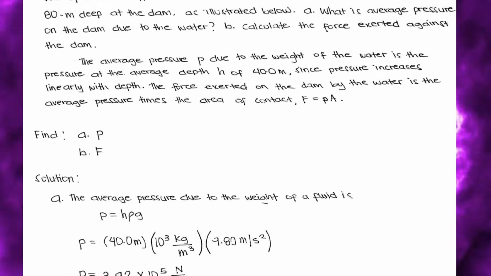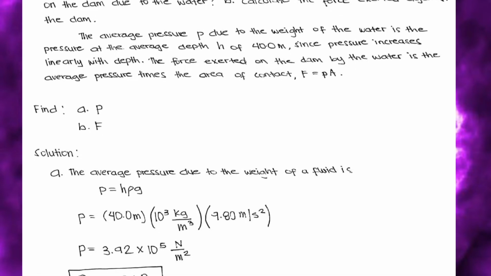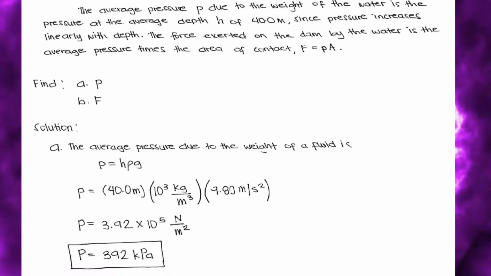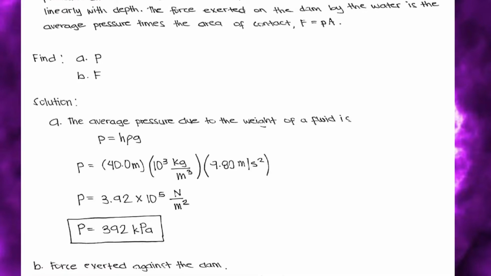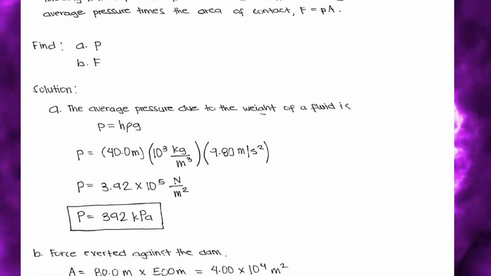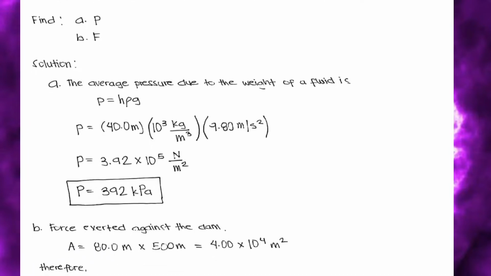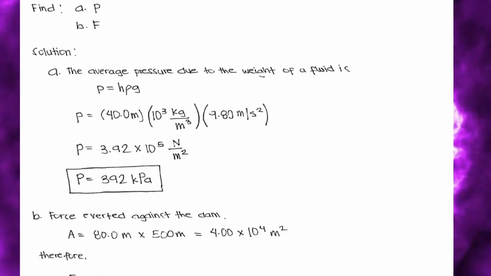the dam. The average pressure P due to the weight of the water is the pressure at the average depth, a height of 40 meters. Since pressure increases linearly with depth, the force exerted on the dam by the water is the average pressure times the area of contact: force equals pressure times area. So, solution for A, we must find the pressure.